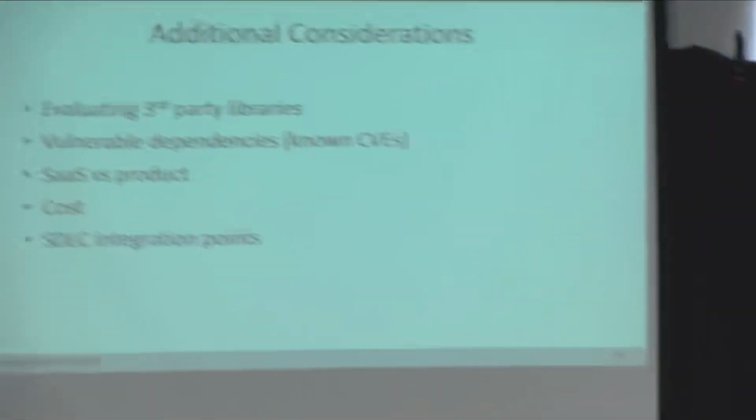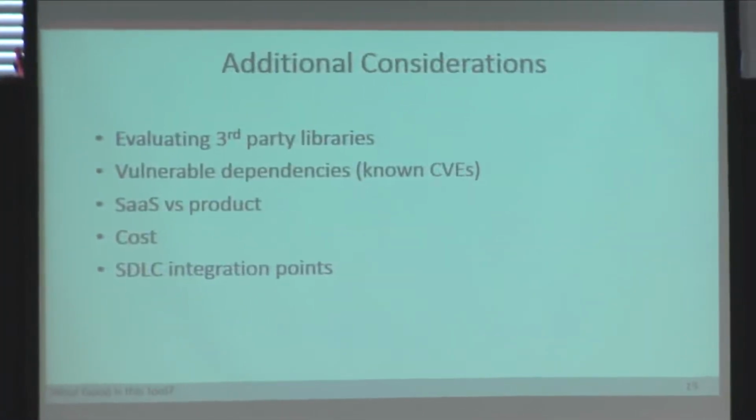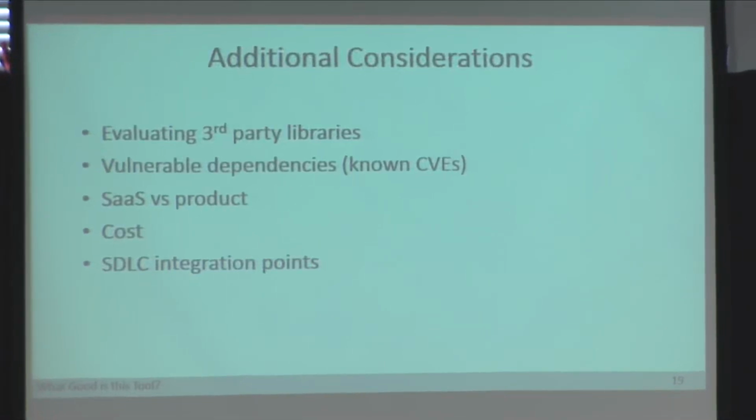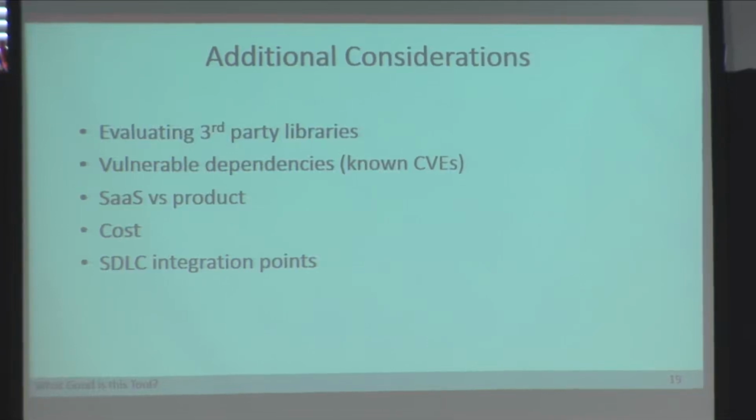Some additional considerations in general: evaluating third-party libraries, right? Static analysis usually doesn't go through libraries at all. Some vendors' solutions do, but most of them don't. They just look at the method signature and use the markup, the rules that they've created, to say that this method signature is causing a vulnerability or it's not, right? So if looking at third-party libraries is important to you, you need to know that.